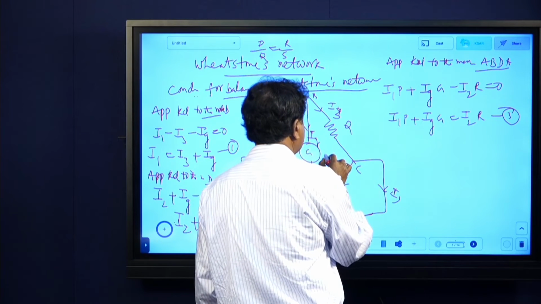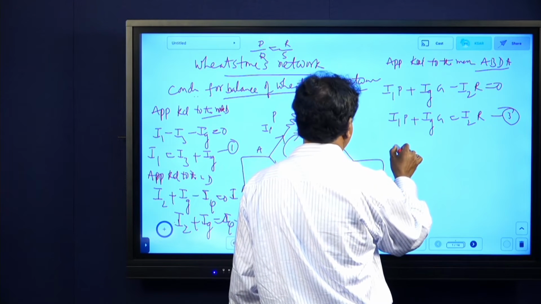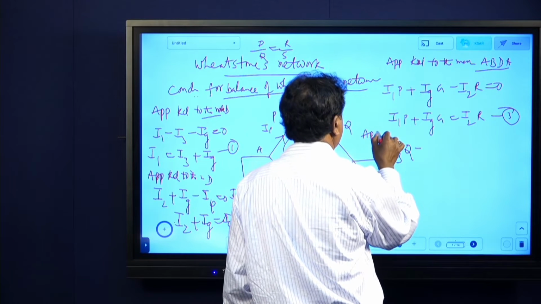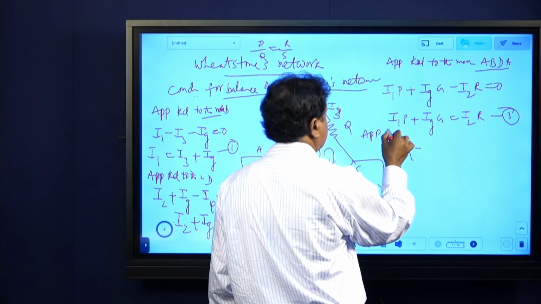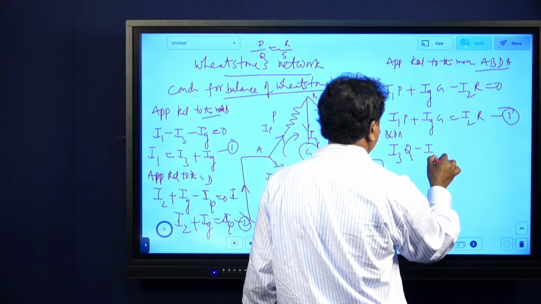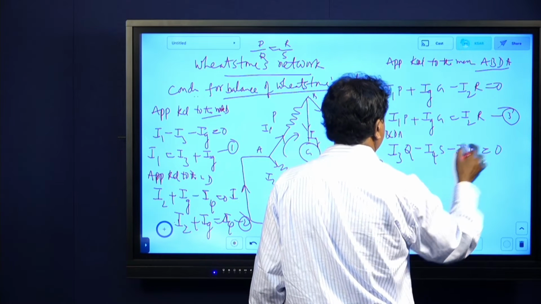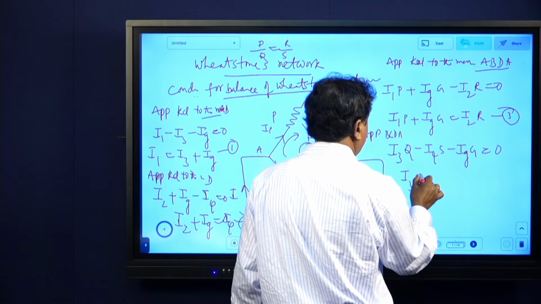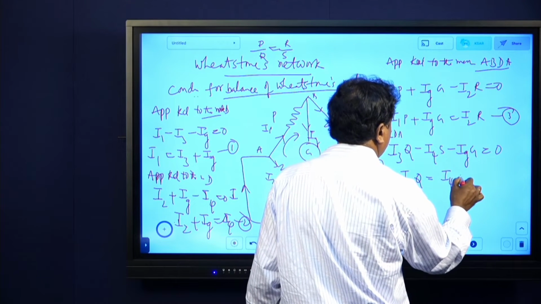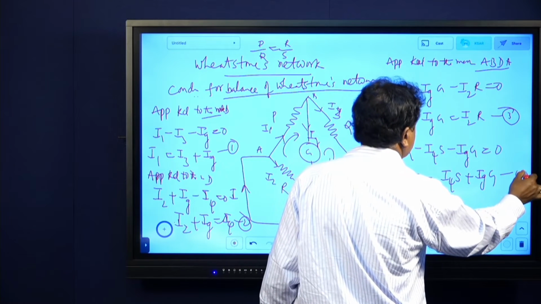Okay, next apply for this also, the same way. Applying KVL to the mesh BCDA, you have to write it: I3Q minus I4S minus IG into G equals 0. Then I can write I3Q equals I4S plus IG into G. I can write like this. I'll call this as 4.